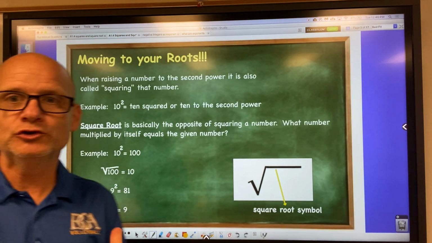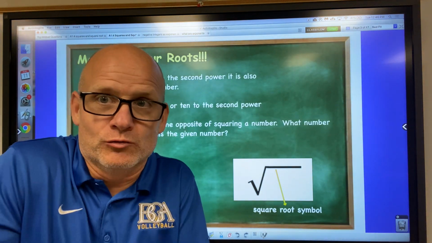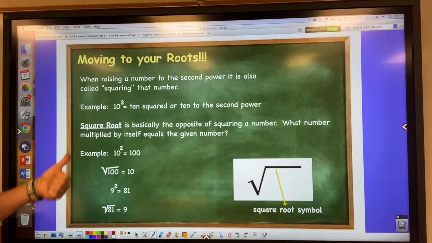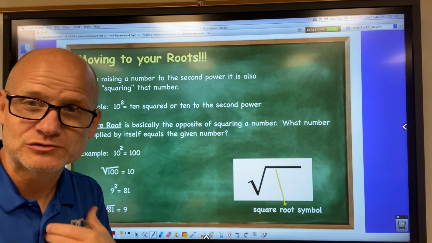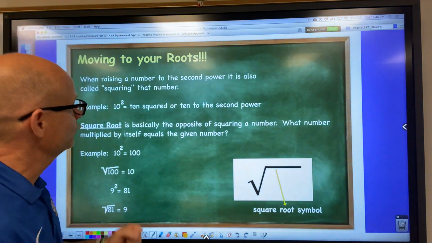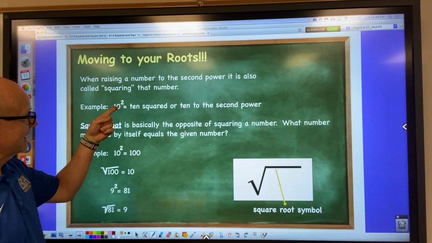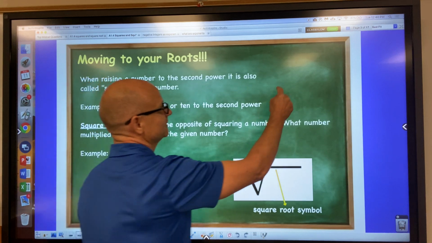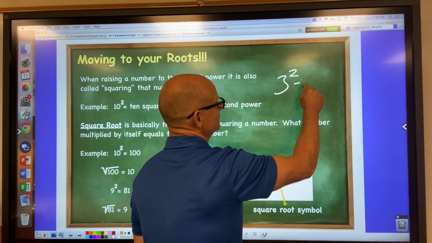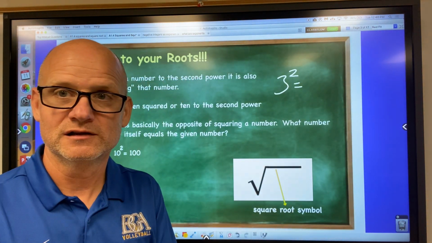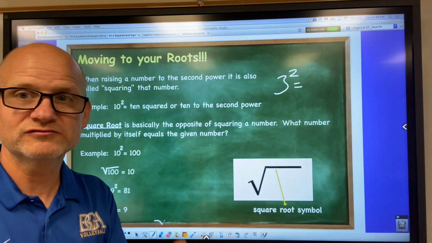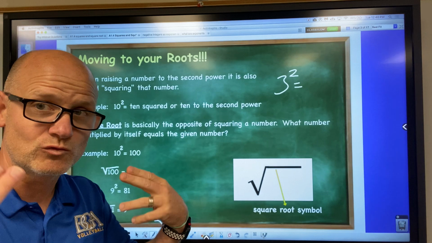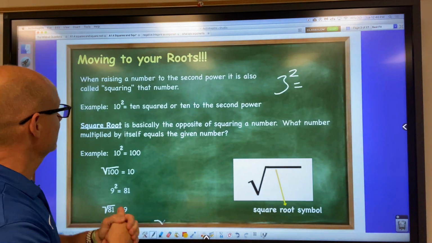So now we're going to move to your roots. When raising a number to the 2nd power, people sometimes refer to that as squaring the number. So when you see 10 to the 2nd power, some people will say that's 10 squared. Or 3 to the 2nd power, that's 3 squared. Or 4 to the 2nd power, that's 4 squared. Whenever you have something raised to the 2nd power, some people refer to it as squaring that number.